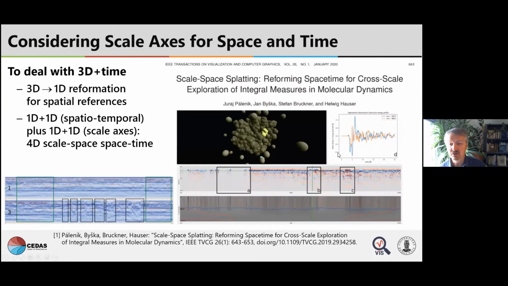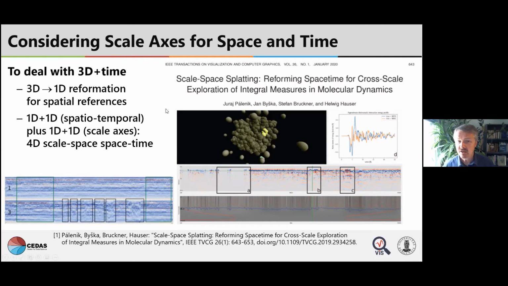We have actually worked on something similar a few years ago, well, 2 years ago or something, where we tried to add a scale axis not only to one of the domain axes, but to space and time. In principle, if you had 3D plus time as your domain and you would construct a scale space on top of each of these axes, you would end up with an 8-dimensional space. And that is a huge challenge, not only in terms of cognition, but also in terms of computation.